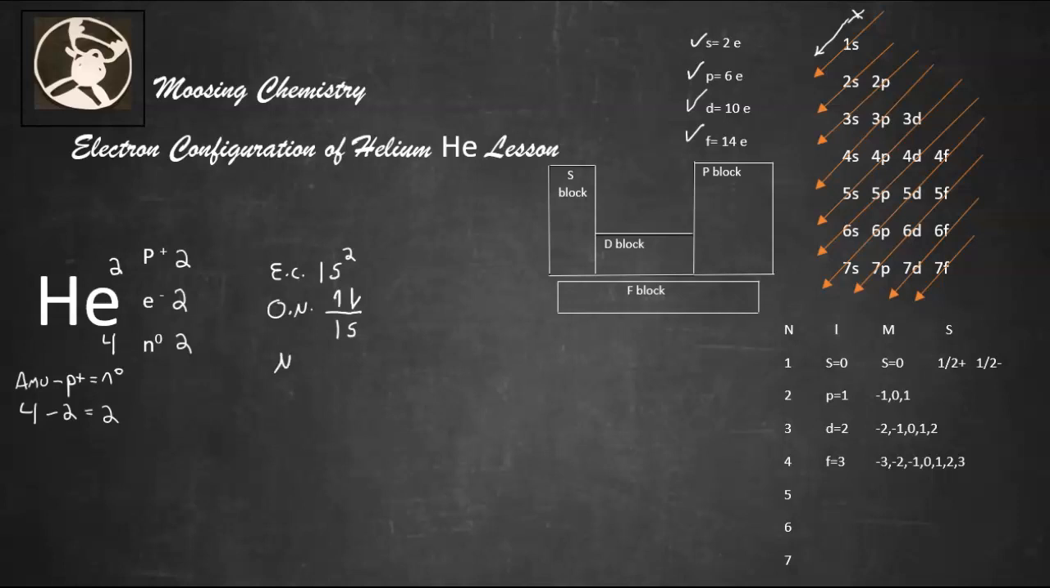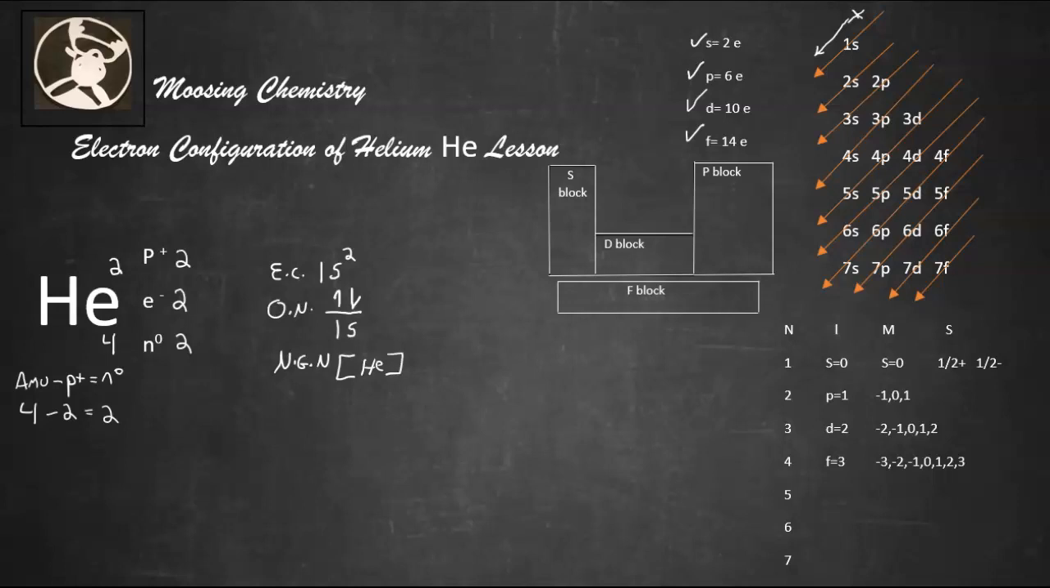Alright, let's look at our noble gas notation. Now, in our other video, hydrogen had no noble gas notation, but helium itself is a noble gas. So we're going to go ahead and write helium inside the brackets, and there it is.